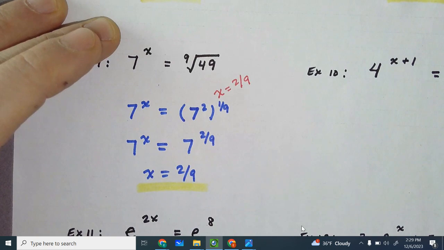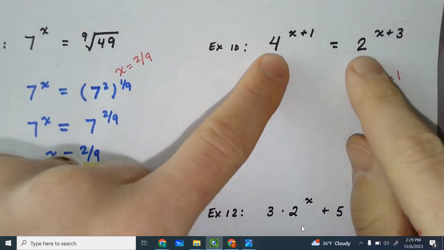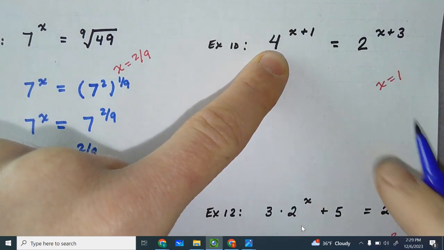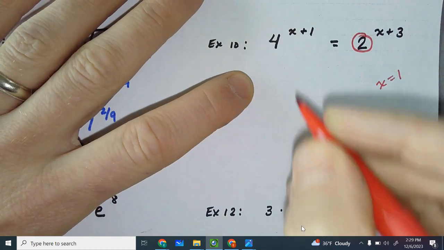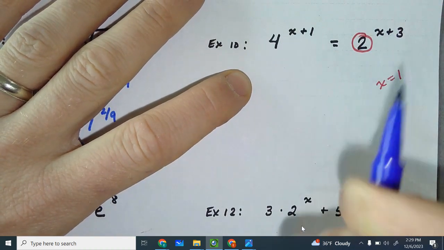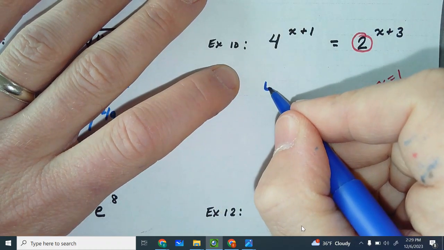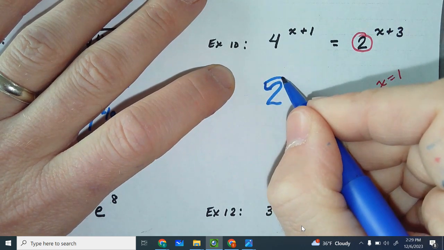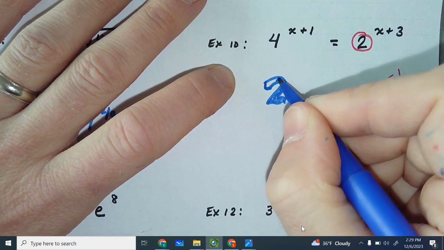Take a look at number 10. On number 10, we have bases on both sides. You have to pick one. I usually pick the smaller one. So I'm going to say, let's make 2 our base, and therefore we can take this 4 and write it as, oh, I almost wrote 4 again. Pretend that's a 2. All right, there we go.